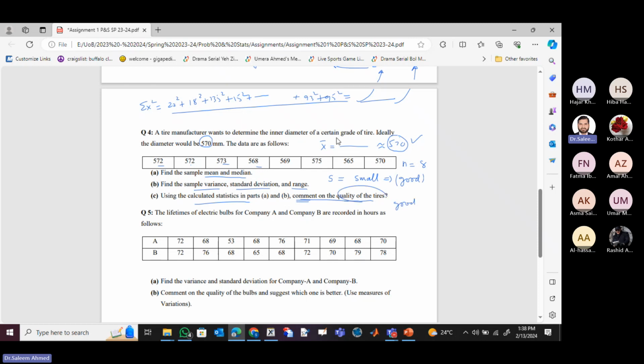If these two things happen, if your x bar is close to 570 and if your standard deviation is very small, then the quality of the tire is good. This is what you have to do.